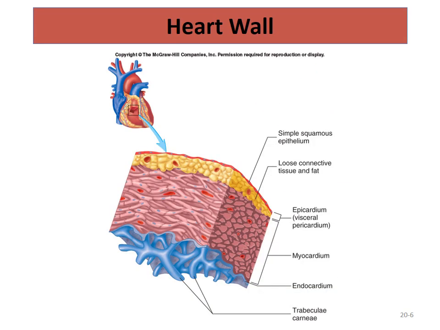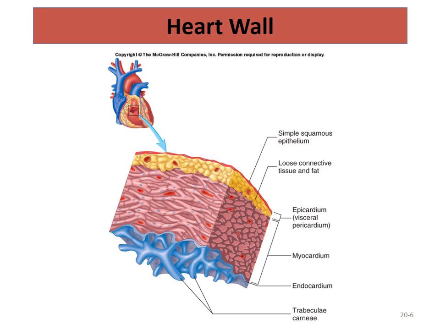If we look at a section of the heart wall, we see that there are three layers. The outermost layer is known as the epicardium, which we already discussed is the same as the visceral pericardium. And this is where the blood vessels are located that will supply oxygen and nutrients to the myocardium. The myocardium is the cardiac muscle, so that's the muscular component of the heart wall.